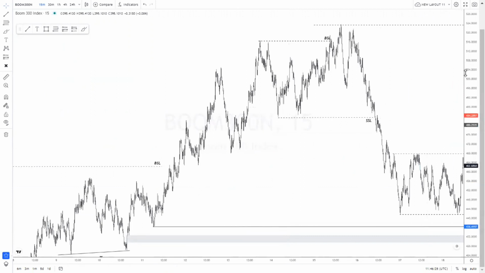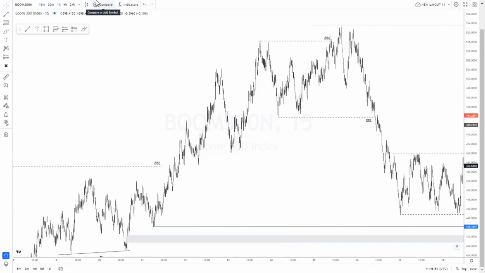So the first thing that actually works for me in boom and crash is what? The higher time frame bias. Now, the reason why I tend to focus on the higher time frame is because, first of all, before I go into that, I want to tell you that the moment I took boom and crash as every other trading pair or asset, the game changed.